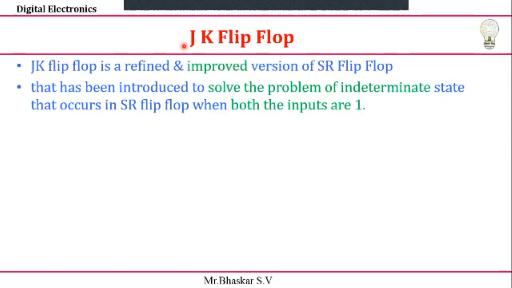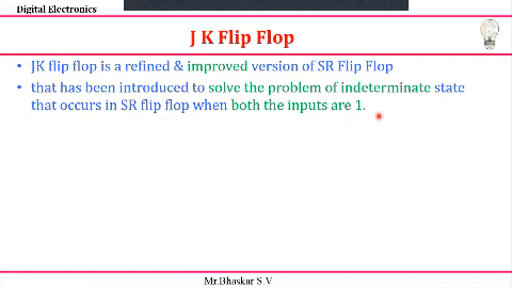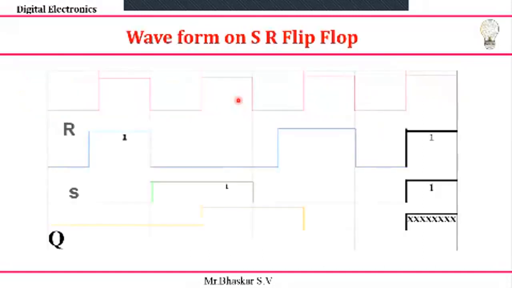Let's look at it. What is the problem in the SR flip-flop? The JK flip-flop was introduced to solve the problem of the indeterminate state that occurs in the SR flip-flop when both the inputs are 1-1. You already know that in the SR flip-flop, if both the inputs are 1-1, we get the indeterminate state. We can't predict whether the output value is 0 or 1. So in order to overcome this, we use the JK flip-flop.